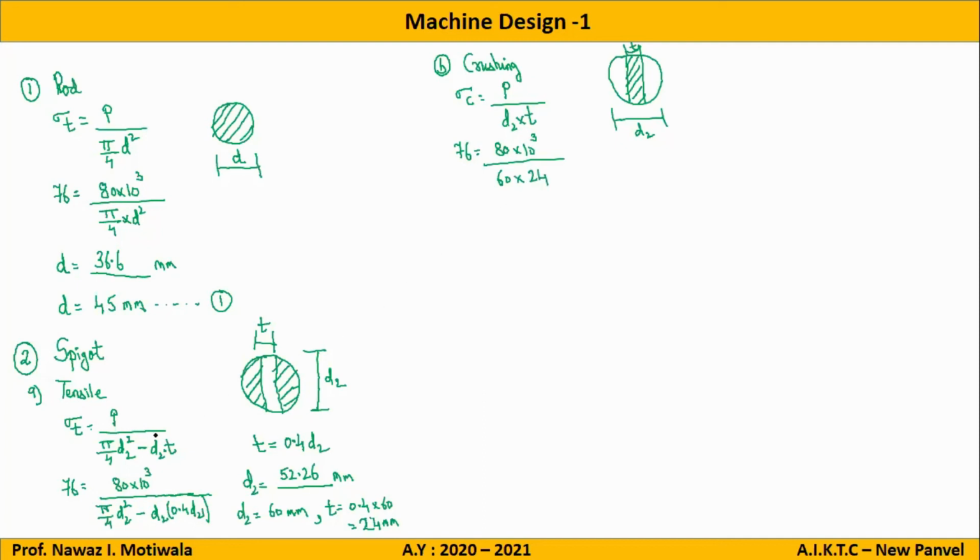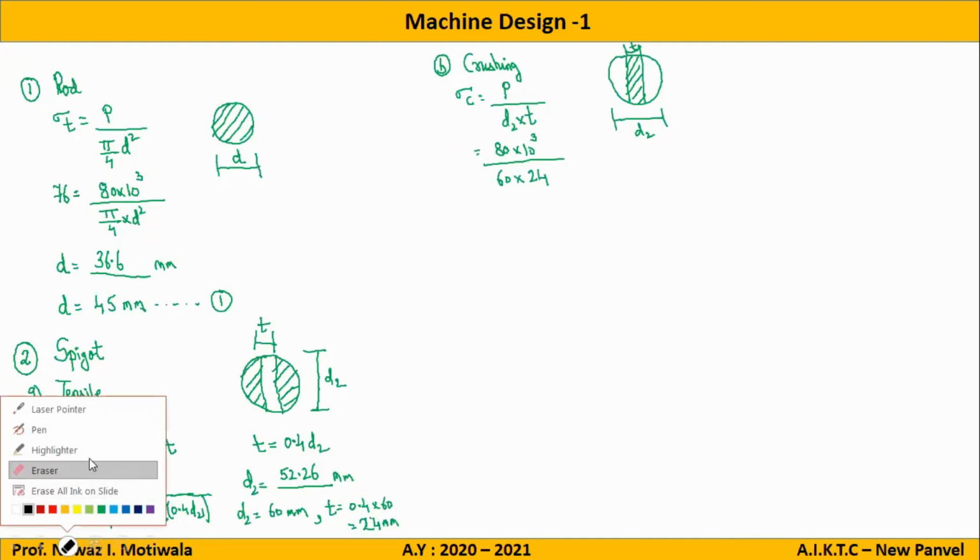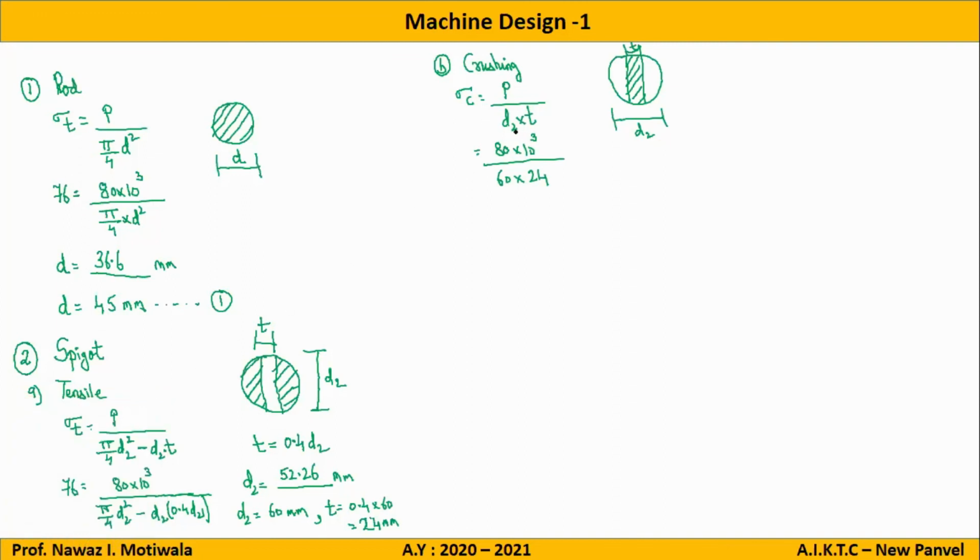So what we will find out now? Sigma C induced. Yes, that means I don't have to write this 76 here. As all the things on the right hand side are known to me, I will find out what is sigma C induced. And what is that answer? 55.55. Okay. So it is 55.55 Newton per mm square.